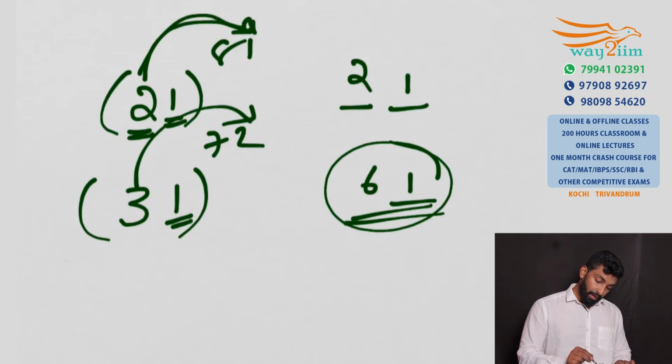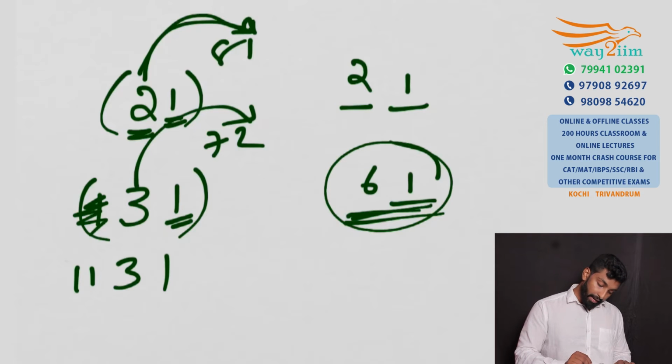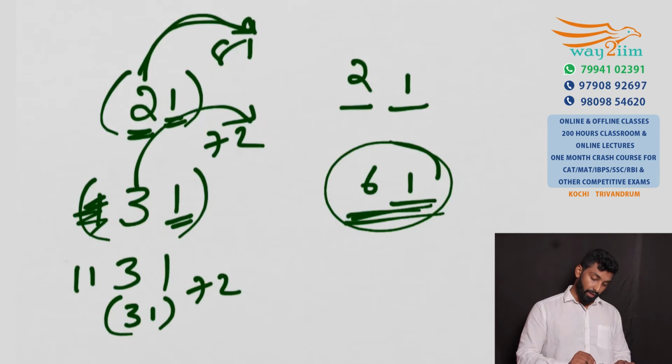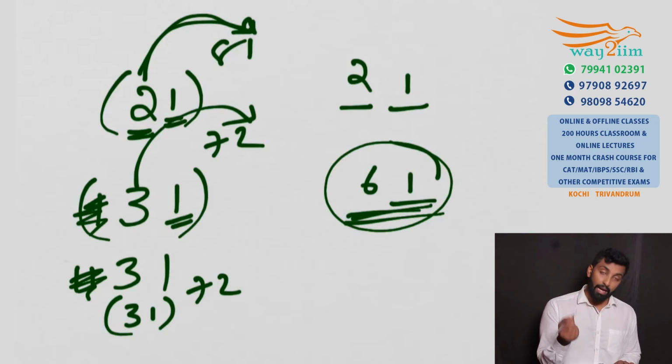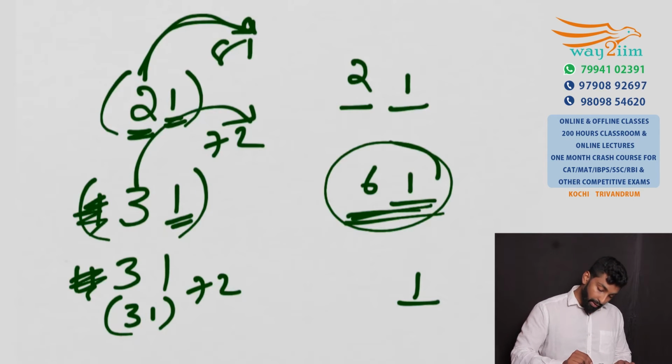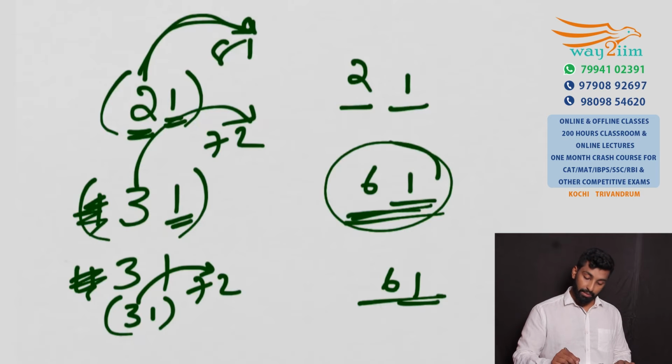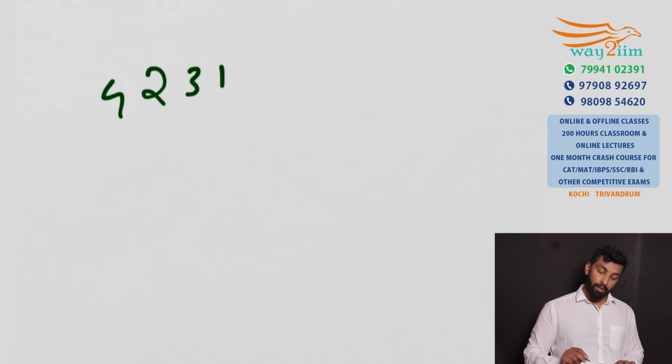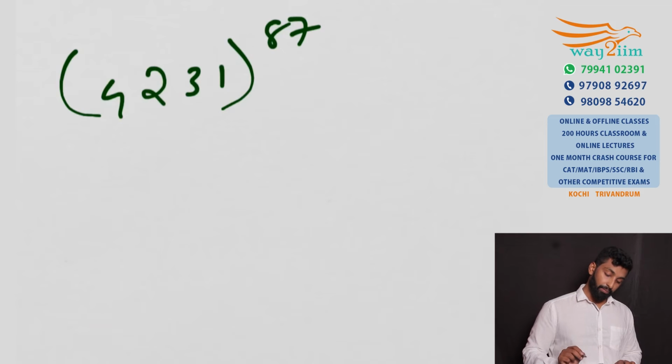What about 131? Still it is the same, because we are not concerned about this. What about 1131? Still we will write it as 31 raised to 72 only. For the last two digits, we will take only the last two digits. How will you get the answer? The last digit we know, that is 1. The previous will be 3 into 2, that is 6. One more question, if you want: 4231 raised to 87. What will you do?